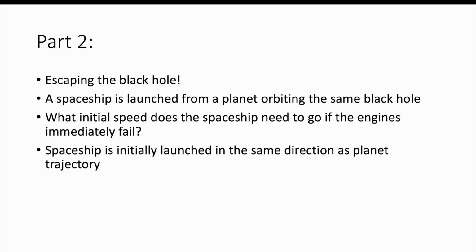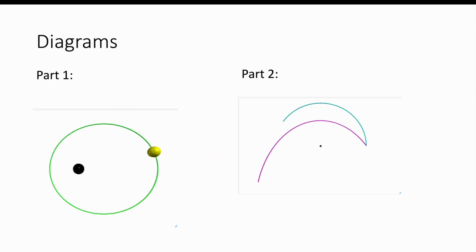However, your engines failed as soon as you launch, so there's no force due to the engines. So here's diagram one. It's just the star orbiting a black hole. Part two is the spaceship represented by the cyan line, and the magenta line representing the planet, their orbits compared to the black hole, which is the black dot.